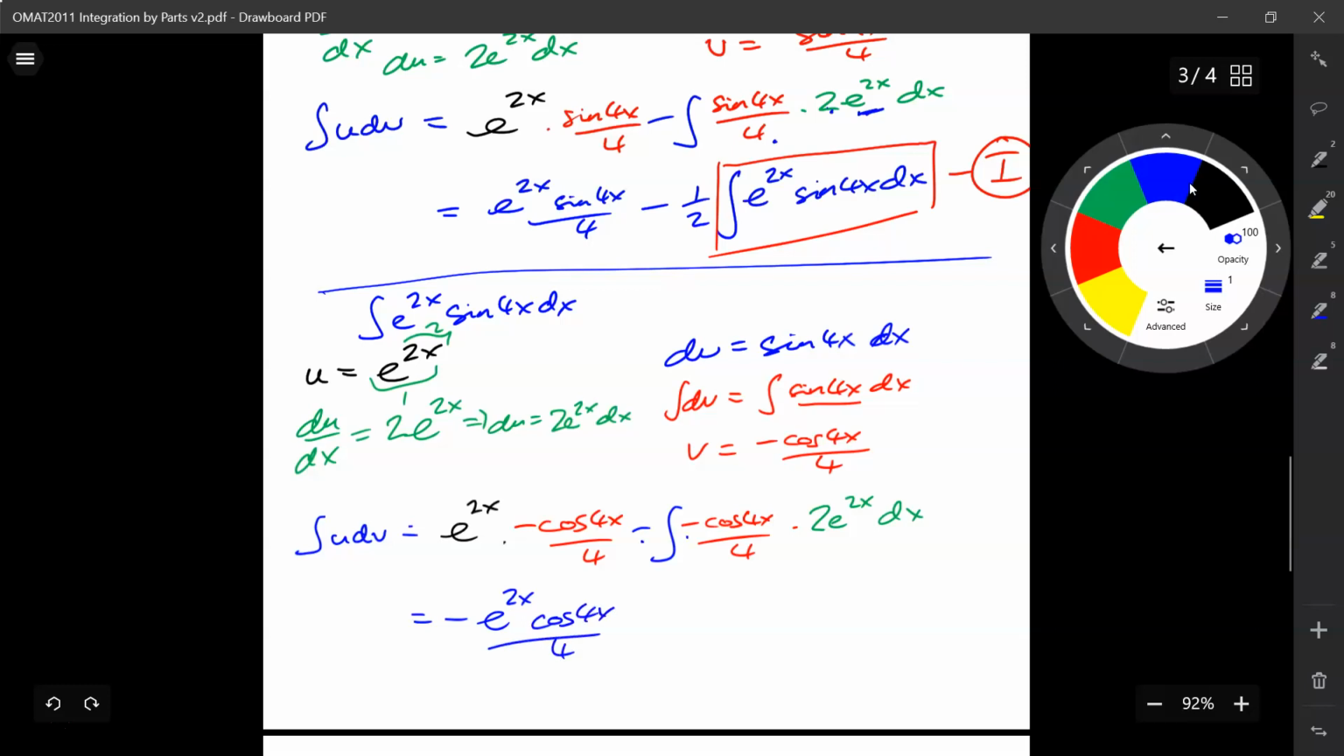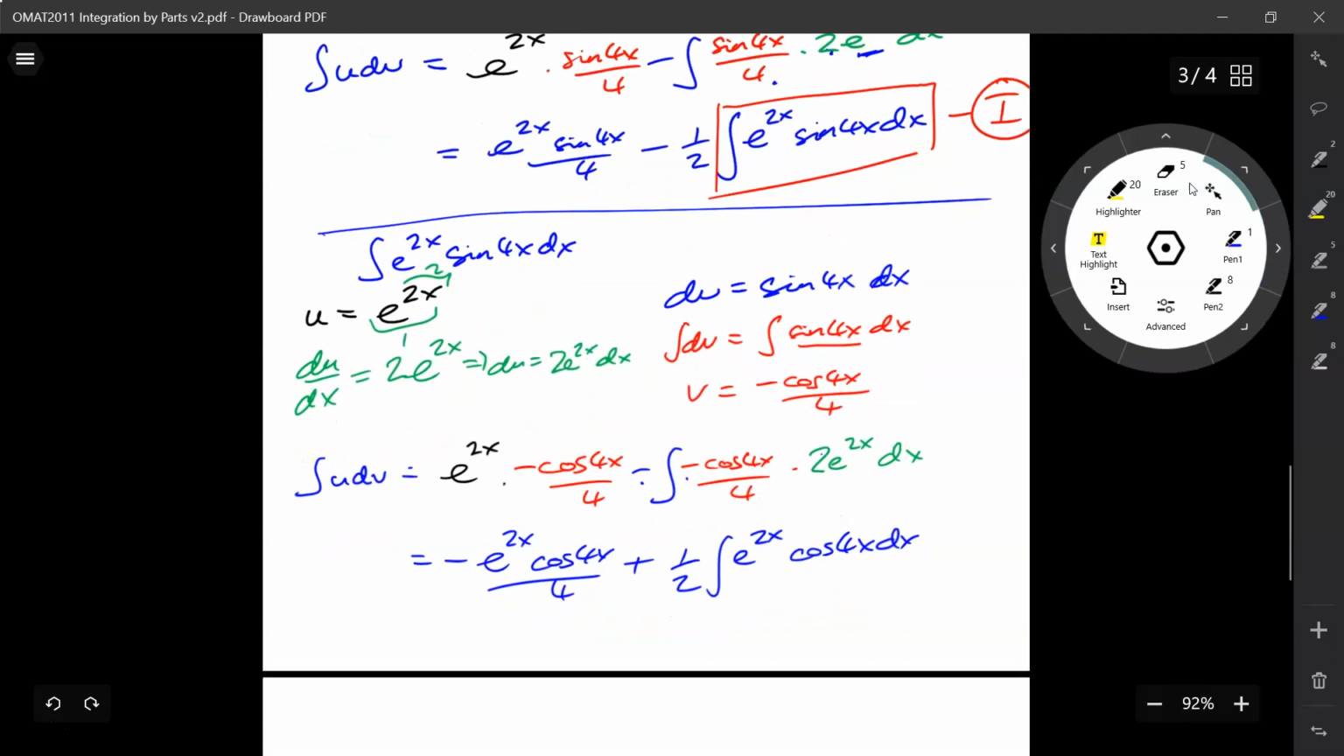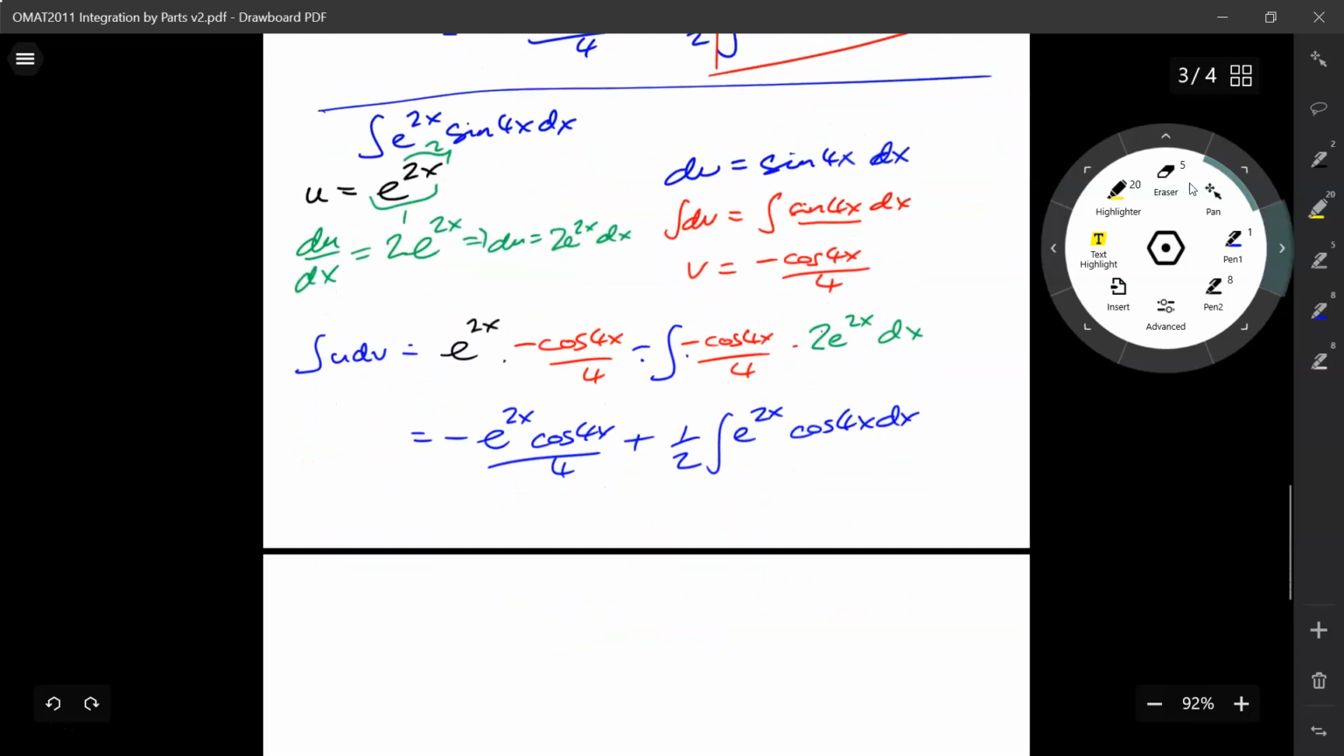If I tidy this up, I have minus exponential 2x times cosine 4x over 4. I have a minus times a minus to give me a plus. I have 2 divided by 4 to give me a half, which I take outside. And this gives me exponential 2x cosine 4x times dx. And of course we've seen that before, because that's what we started off with. So that tells us that we have minus exponential 2x cosine 4x over 4 plus a half times I.